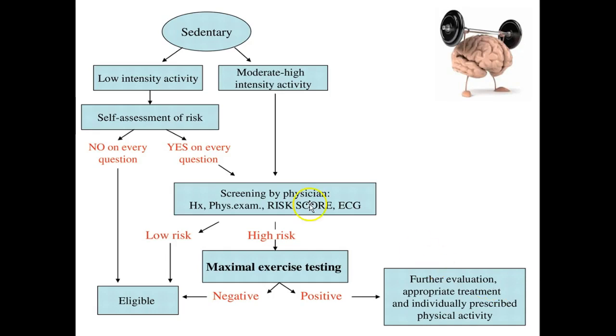So we've got to think about our high risk group. We might have to send them on to exercise testing, where they could have a positive or negative score, and ultimately we want them to be eligible to exercise. We don't really want them to have further evaluation unless they really need it. But we want everyone exercising as quickly and as soon as possible, because that's what gives them the good stuff.